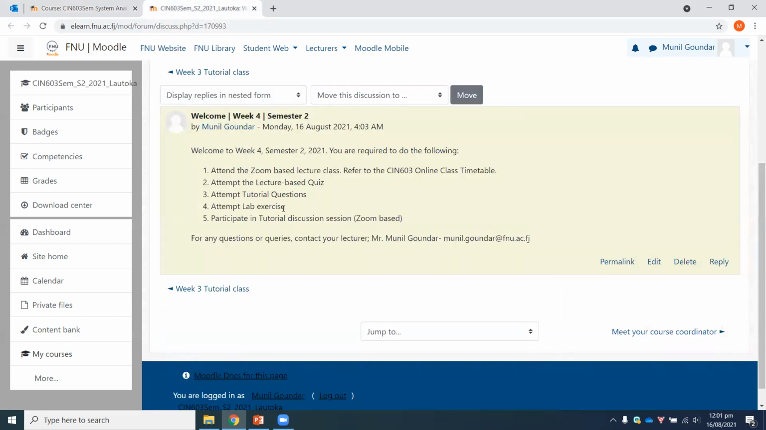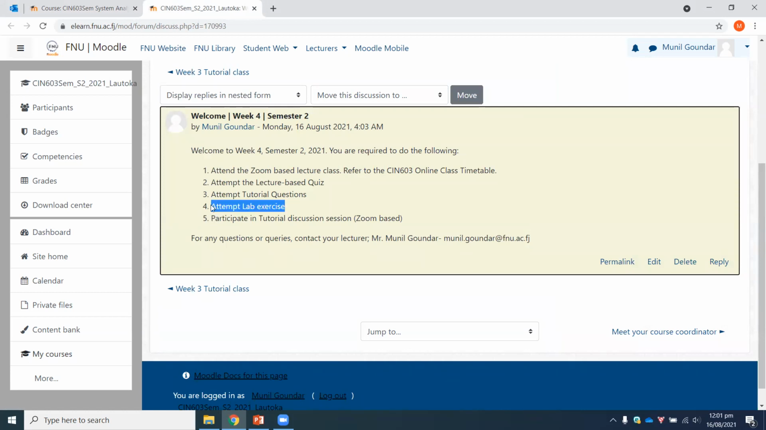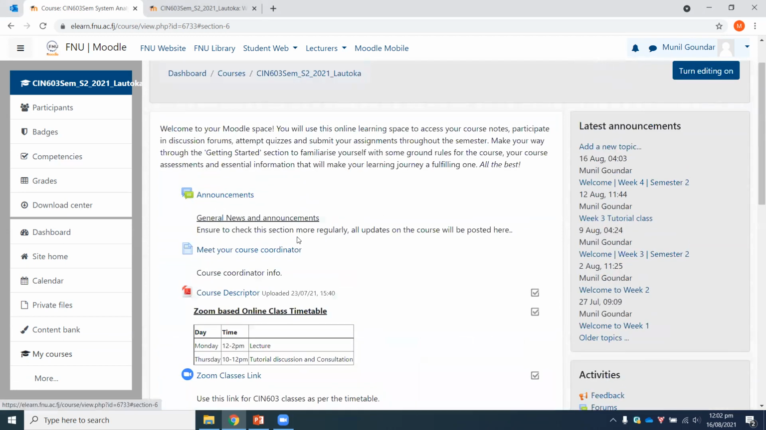And also, you have to attempt a lab exercise. In fact, there will be 2 lab exercises, which I will be giving out to you in the class. We'll attempt one of them together, and the other one, you'll have to do on your own. And then finally, participate in the tutorial discussion session. These are on Thursday. Now, those are the tasks for week 4.